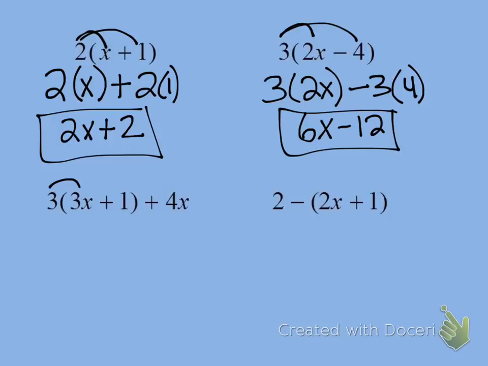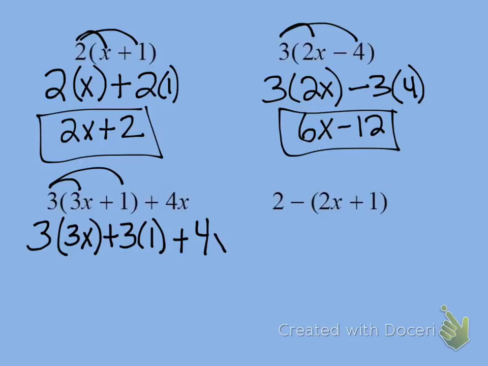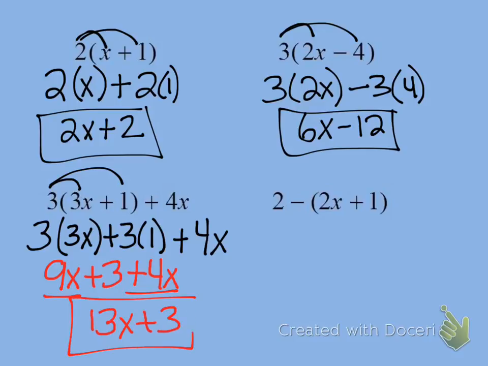All right, same thing on the next one. We're going to start by multiplying. So it's going to be 3 times 3x plus 3 times 1 plus 4x. Now this one's a little different because after we do that multiplying step, we're not quite done. What else can we do? Add the 9x and the what? 4x. Very good. So if you have like terms, you can go ahead and combine those as well. Any questions?